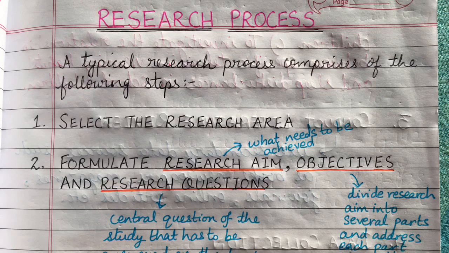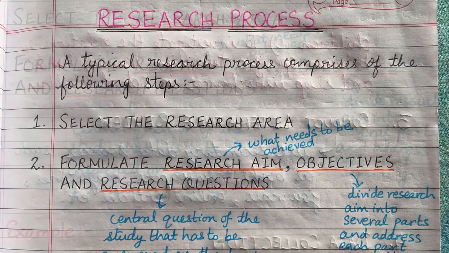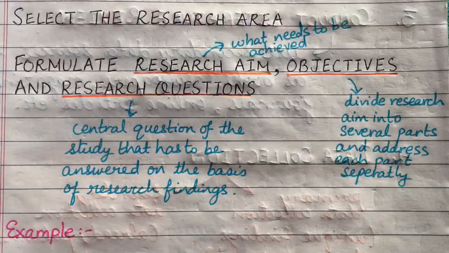Then we come to the second stage. Formulate research aim, objectives and research questions. Each of these terms, research aim, objective and research questions, is very important to understand, and they all have different meanings, and that's why they need to be understood well and then incorporated into this research work.